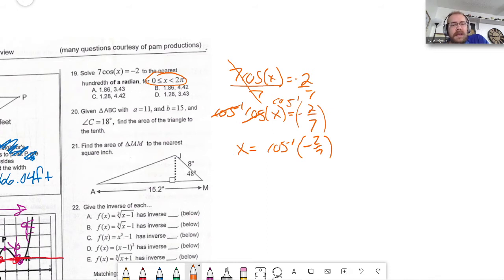But cosine inverse of -2/7, I get 1.86. That narrows it down, because look at that. 1.86. It's either going to be A or B. So it's not C or D. And then I just need to figure out if it's either 3.43 or 4.42. How do we do that?